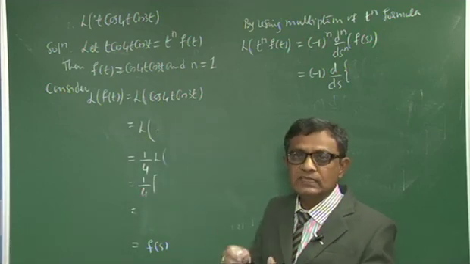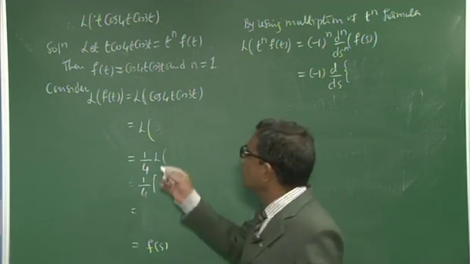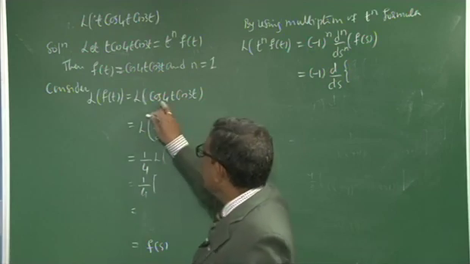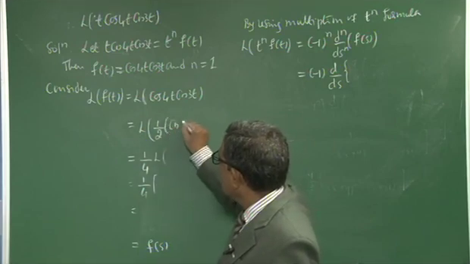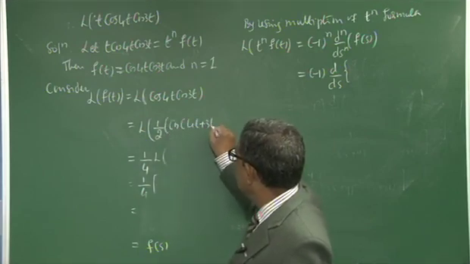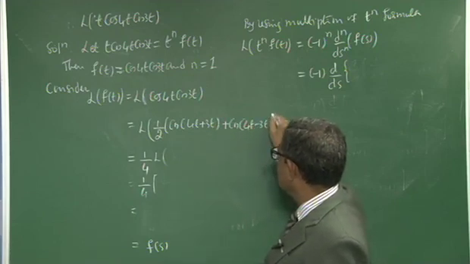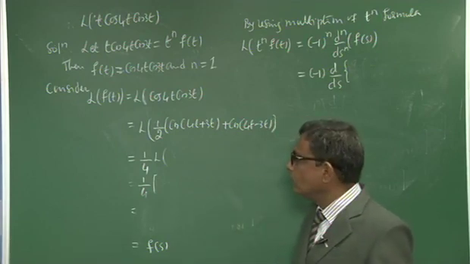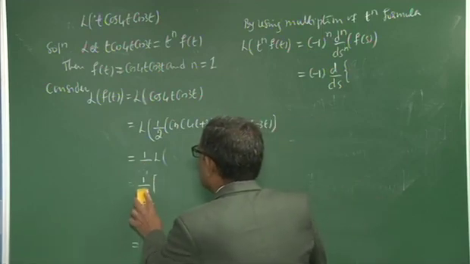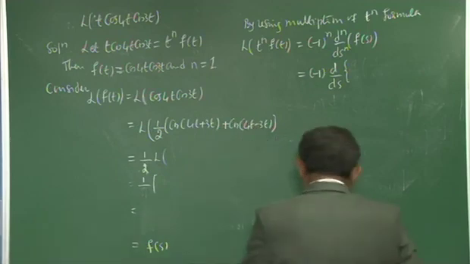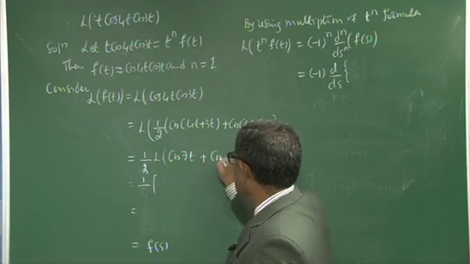Now you reduce to the standard form. How are you reducing? By using the trigonometric formula, the cos A cos B formula: 1 by 2 cos of A plus B plus cos of A minus B. Now 1 by 2 is constant, you can take it outside. Then L of cos 7t plus cos t.